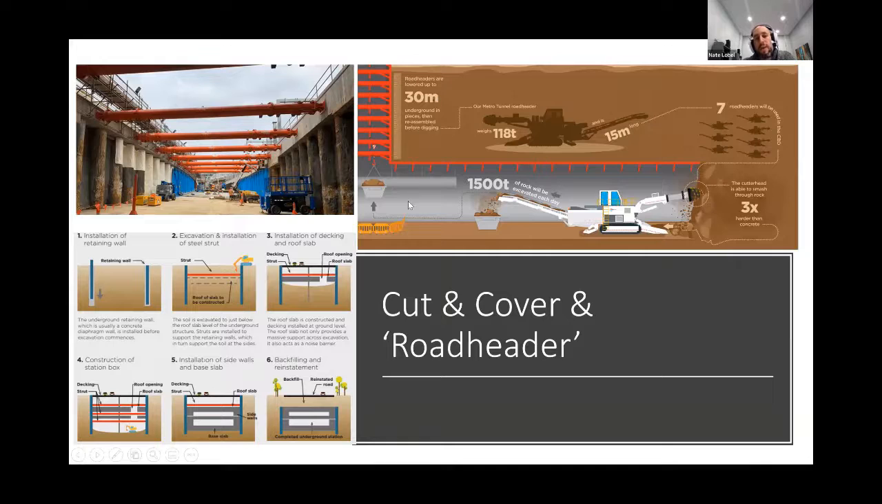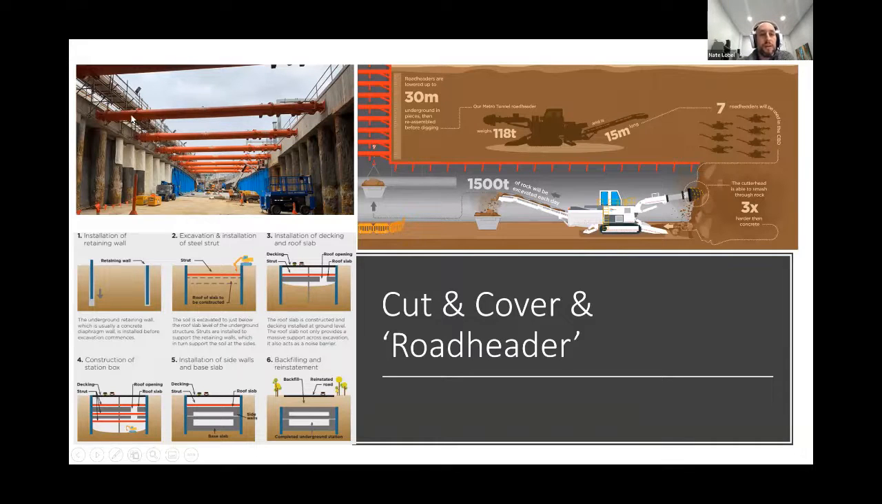On the top right here, we have a road header. This shaft would have been dug, and then this machine would have effectively been put down here, and it just drills through it. It's effectively using a machine to do what used to be done by hand in terms of just digging through a wall.